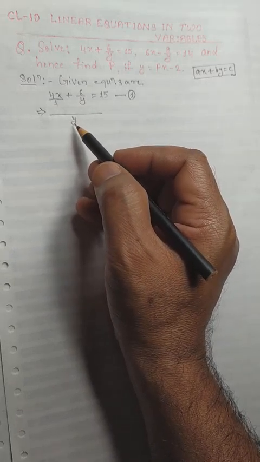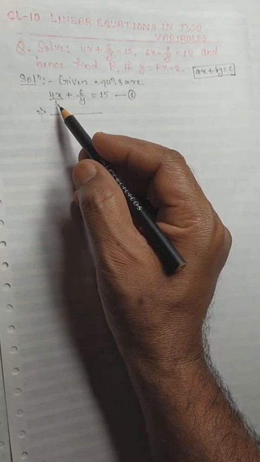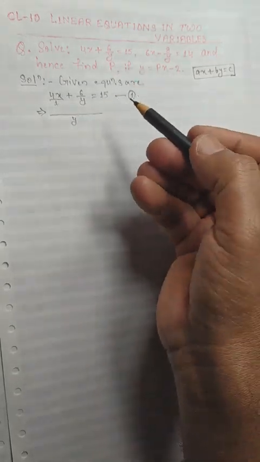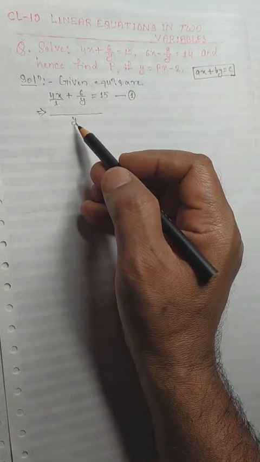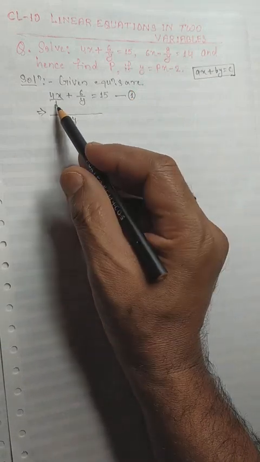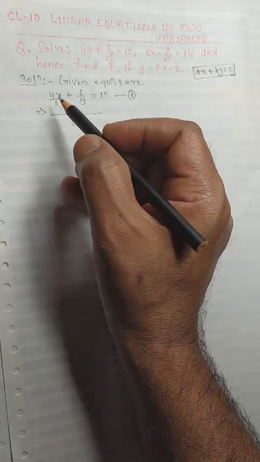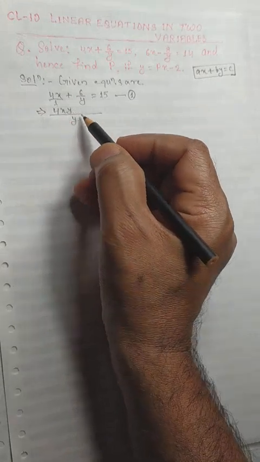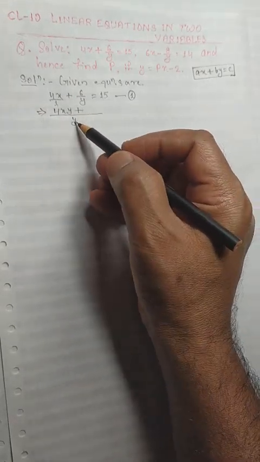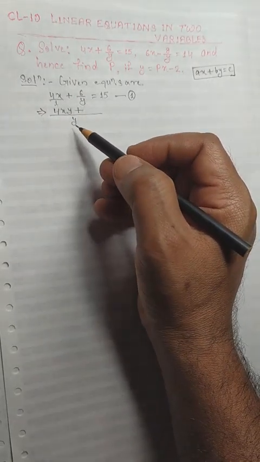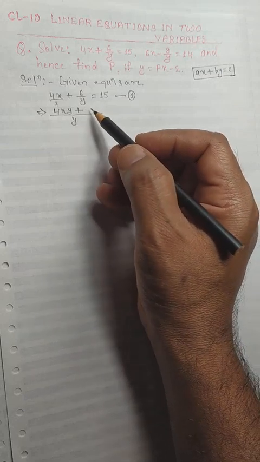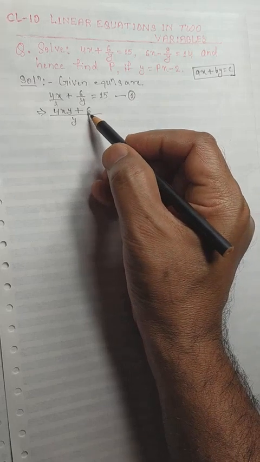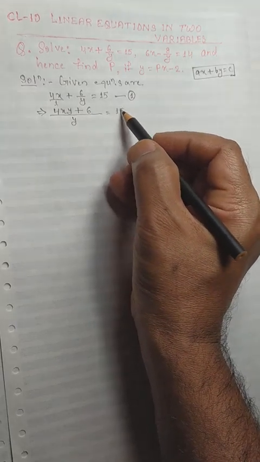After taking the LCM, we divide the LCM by the first denominator, then by the second denominator. If there are more, we repeat the same process. So y divided by 1 we surely get y, into the numerator 4x, so we get 4xy plus, y divided by y, if we divide the same quantity, we get 1, into numerator 6, that is equal to 15.